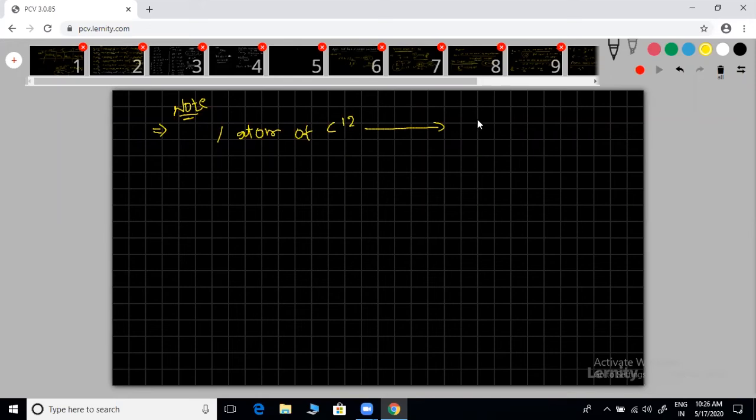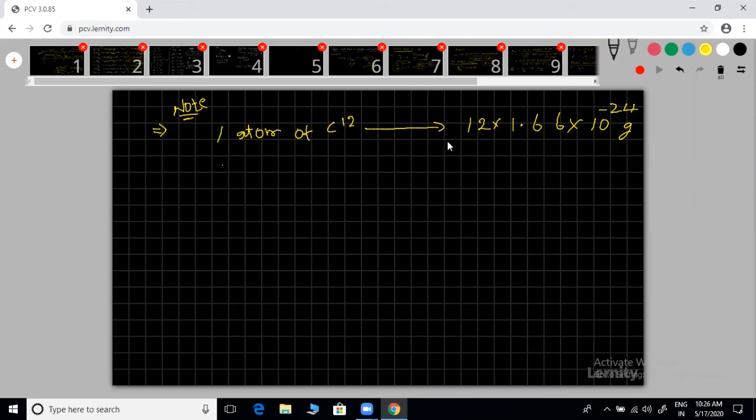This is 12 into 1.66 into 10 power minus 24 grams. I'm giving the instrument name: mass spectrometry. Mass spectrometer or spectrometry, that is the instrument name. If you keep any element in that instrument, it can analyze every element or every compound mass.